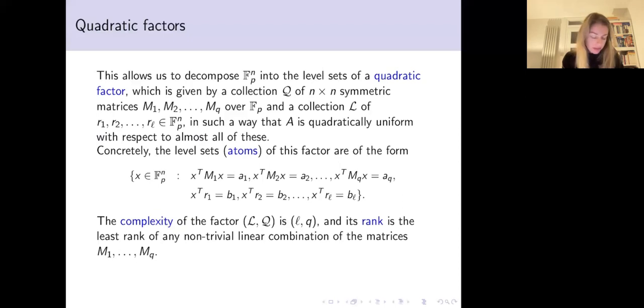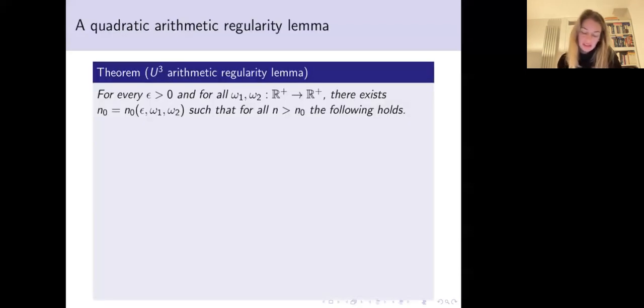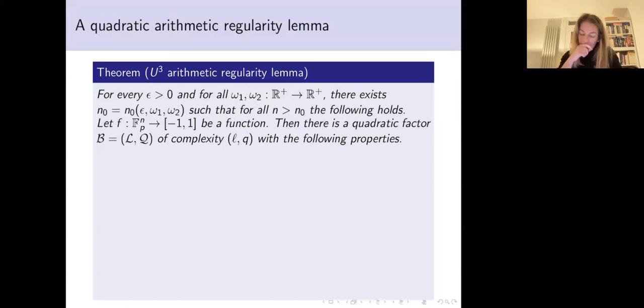So decomposition theorems of this type have been developed by many people, amongst others Green and Tao. Tim Gowers and I had a different approach a few years ago. There's also some significant literature on this in theoretical computer science. So what I will give you on the next slide is sort of the simplest possible quadratic decomposition theorem that I'm able to state, and it is in this form due to Green and Tao. So this is what we call a quadratic arithmetic regularity lemma. There's some quantifiers at the beginning, which I will gloss over for now. And yes, it's stated for a function rather than a set.